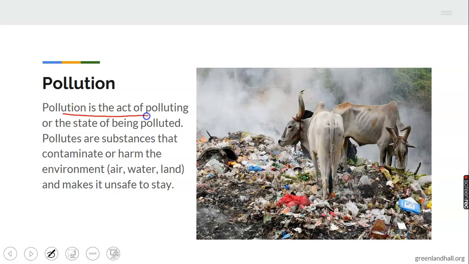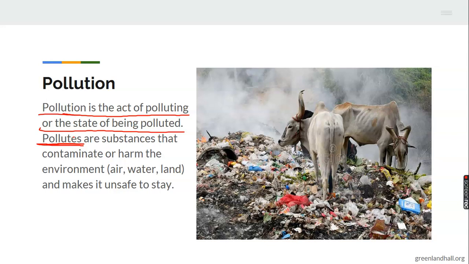Okay, what is pollution? Pollution is the act of polluting or the state of being polluted. We are going to see what polluting means and being polluted means and what the pollutes are. So I repeat once again. Pollution is the act of polluting or the state of being polluted. When something is polluted, then we say there is pollution. Or when you are polluting something, then we say there is pollution. Now, we have something called pollutes. These are the things that cause the pollution.